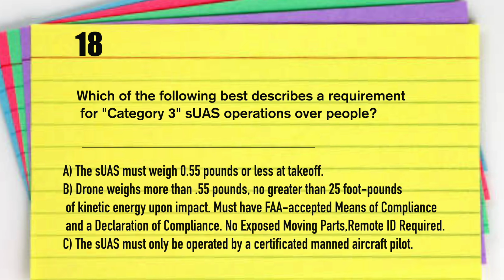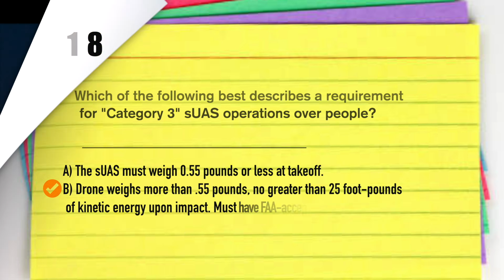Which of the following best describes the requirement for Category 3 SUAS operations over people? You can already see I made another cheat sheet there, and the only difference from Category 2 to Category 3 is 25 foot-pounds of kinetic energy on impact. That is the only thing that changes. So take a little photo of this cheat sheet that I made you for all of these categories. It'll make it a lot easier for you to remember.